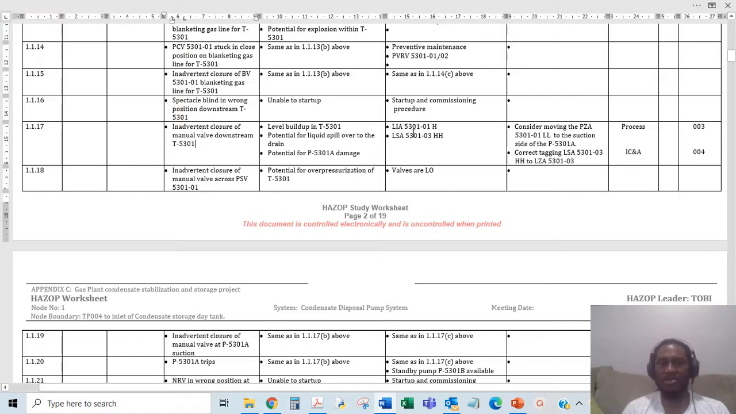So what are your protections after you have these consequences? LIA, that's the level indicator slash alarm high, and then the level trip high. So go back here.